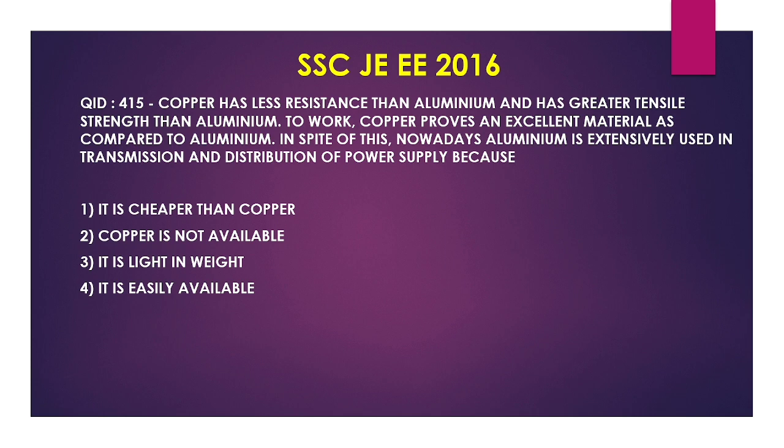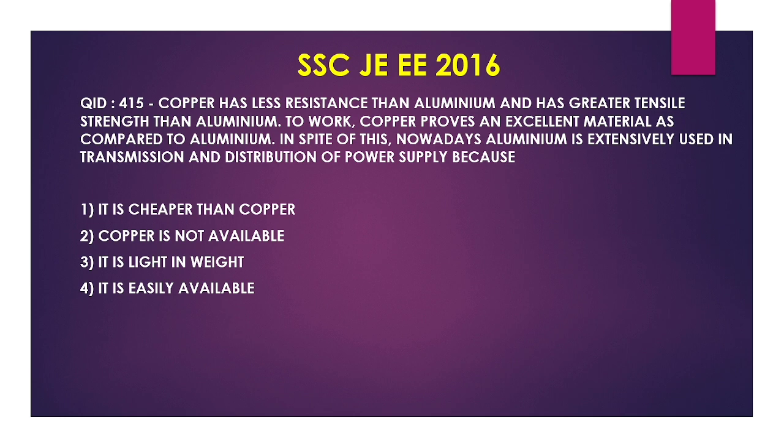Copper has less resistance than aluminium and has a greater tensile strength than aluminium. To work with, copper proves an excellent material as compared to aluminium. In spite of this, nowadays aluminium is extensively used in transmission and distribution of power supply. The copper has better characteristics to conduct electricity than aluminium, but mostly aluminium is used for power transmission. They are asking the reason.